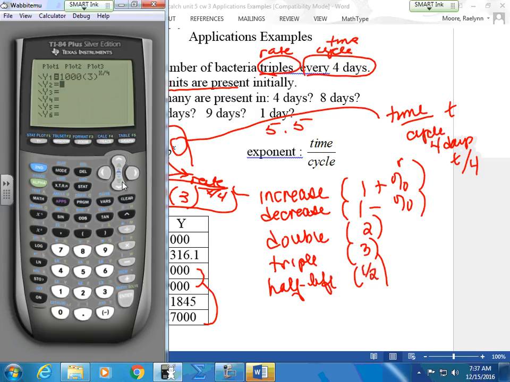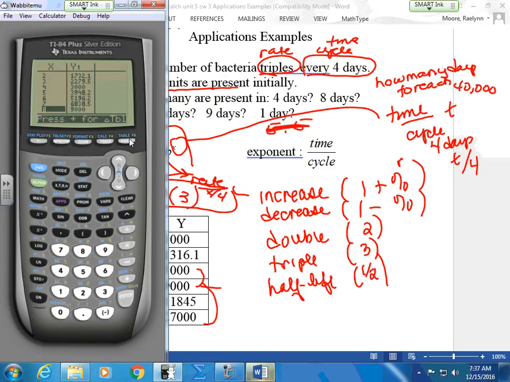All right, let me reverse my thing because I want to show you how you intersect. Say I want to know, not this, because that's too easy. How about how many days to reach 40,000? And I can't exactly see that on my table. Can I see 40,000 in my table? I'm here between 35,000 and 46,000. Do I see 40,000?